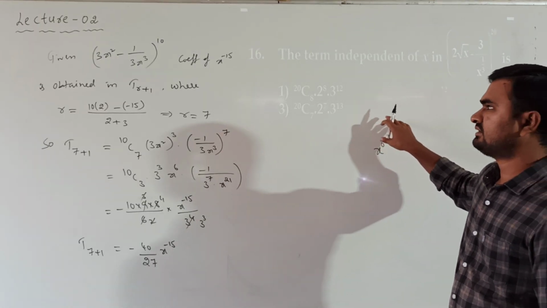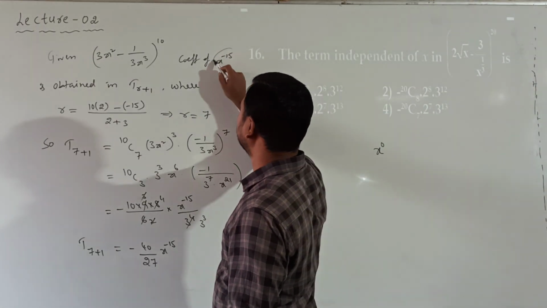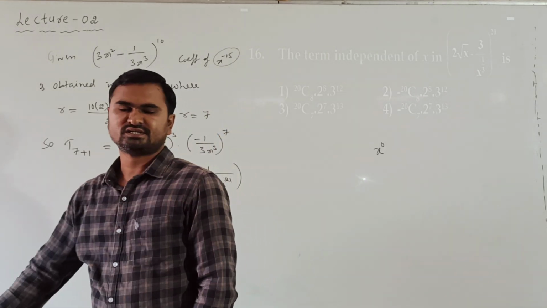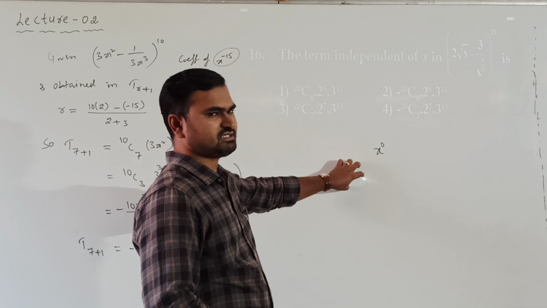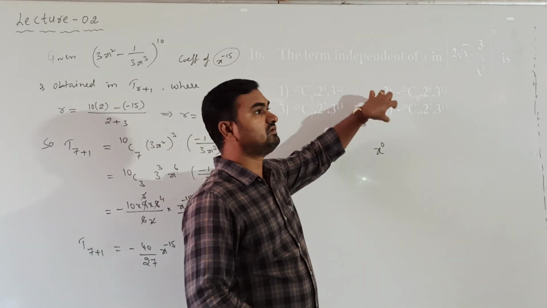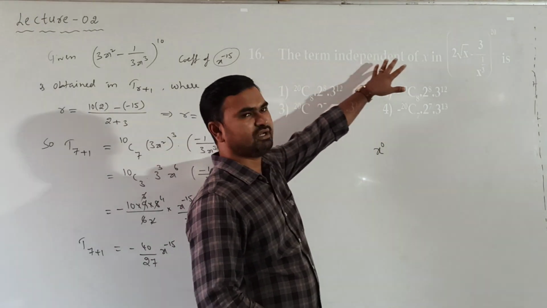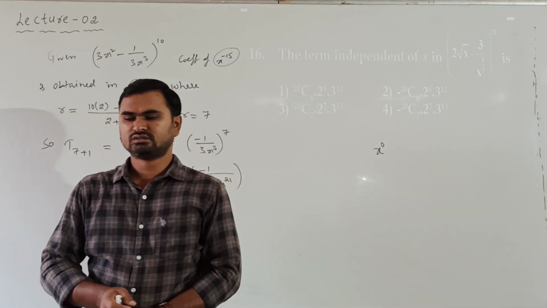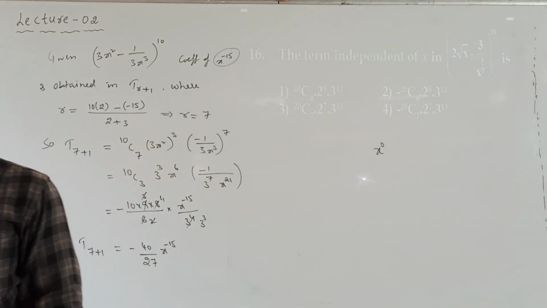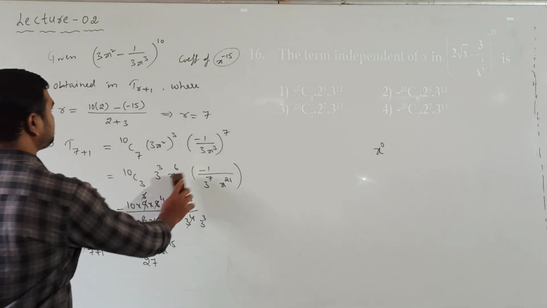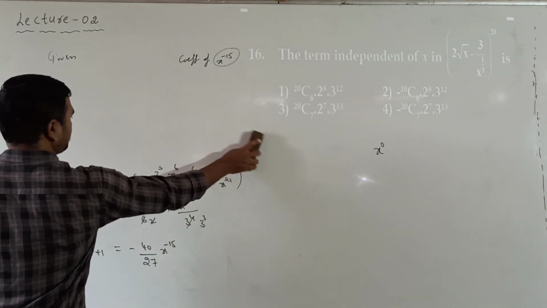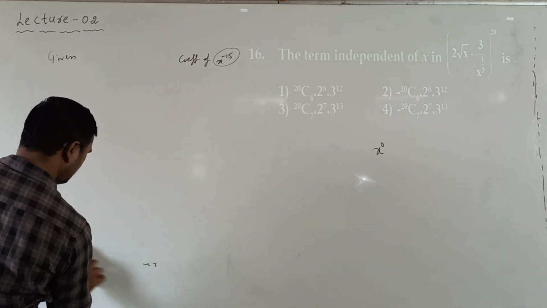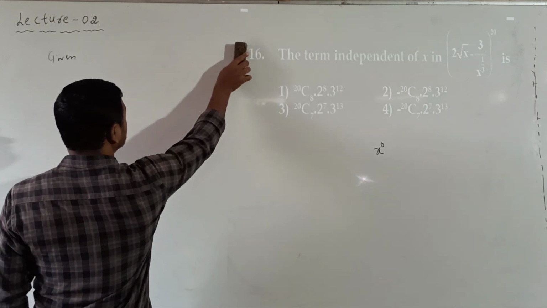Okay. So till now we were finding the coefficient of x to the power of minus 15, x to the power of 7, like this. Now indirectly what they are asking is we have to find the x to the power of 0 term. Then we say it is the term independent of x. So term independent of x means we have to find the x to the power of 0 term. So let us find where the x to the power of 0 term is obtained.